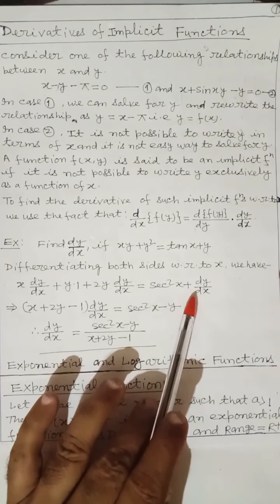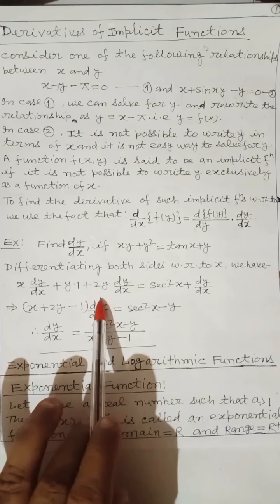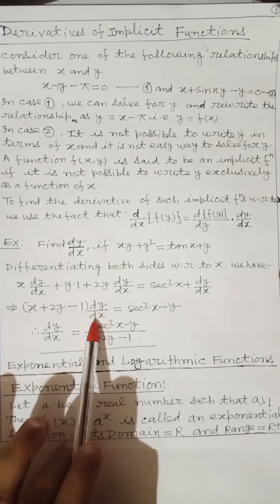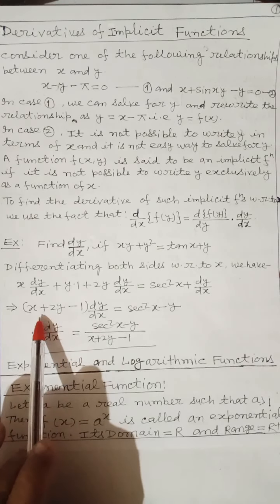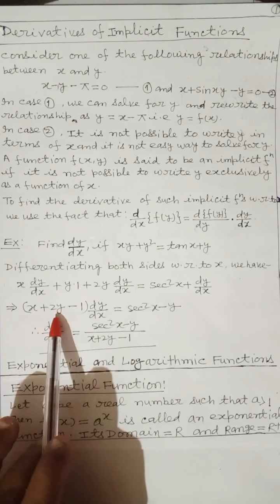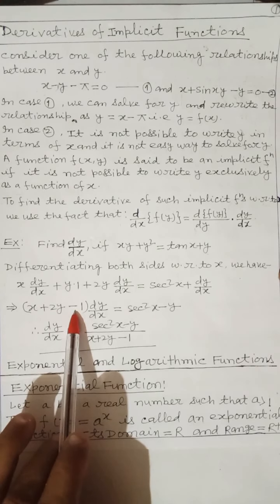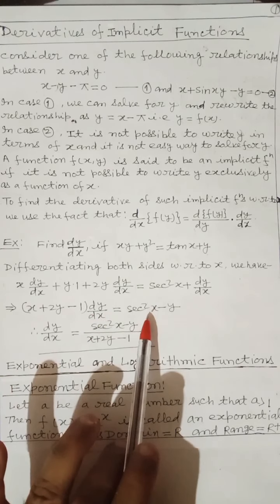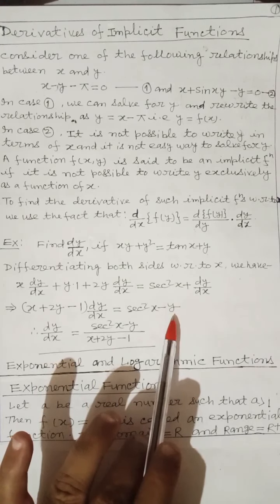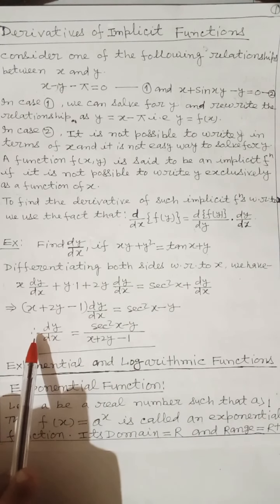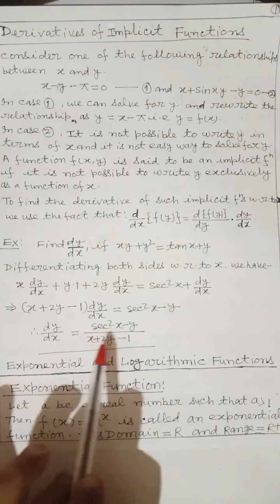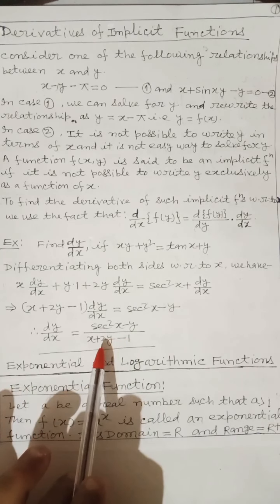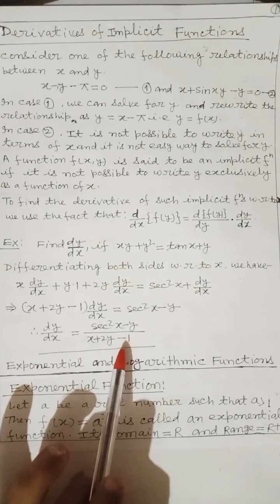Here we transfer dy/dx to the LHS and we take dy/dx as common, so we get (x plus 2y minus 1) into dy/dx equal to sec square (x plus y) minus y. So dy/dx equal to (sec square (x plus y) minus y) by (x plus 2y minus 1).